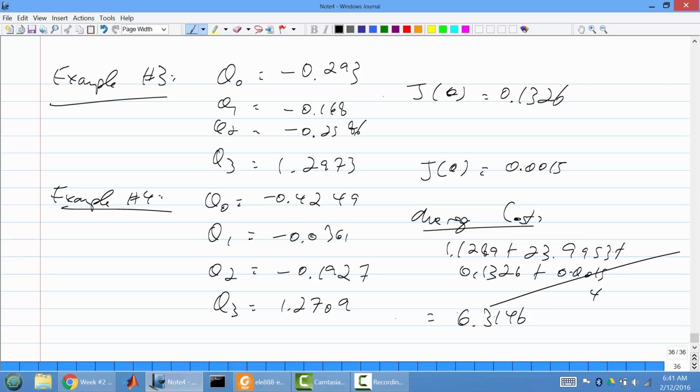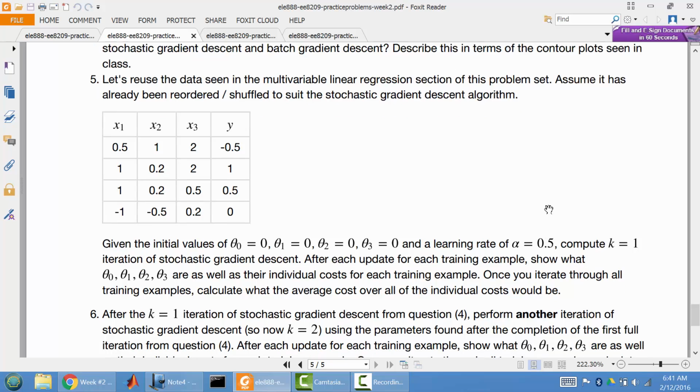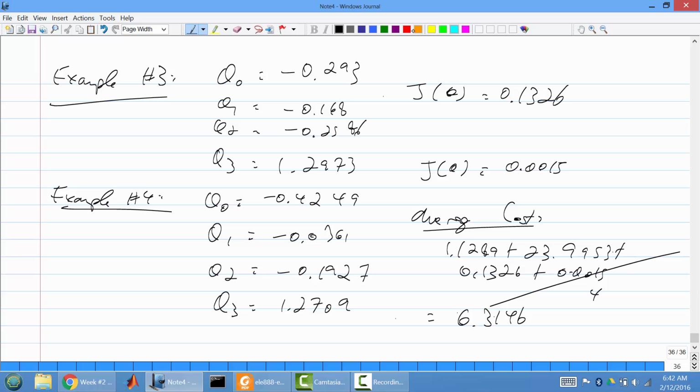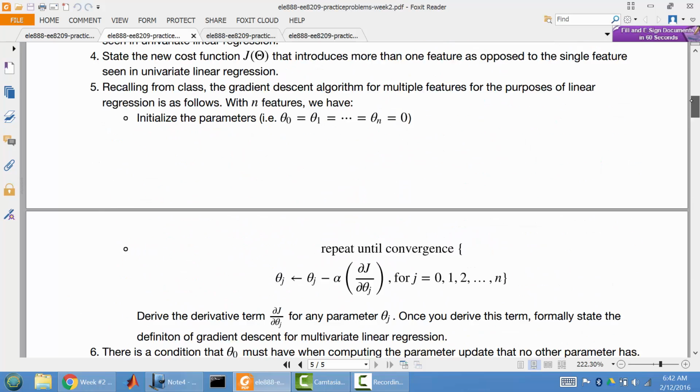Okay, this is taking really long, so I'm going to let you do 6 and 7 yourself. For 6, what they're doing now is taking the parameters you had after the one full iteration, and you're going to run through stochastic gradient descent one more time. And then 7, the average cost, is it going up or down? Why do you think it's happening? You can pretty much answer that yourself. I'm going to let you do 6 and 7 on your own because you have the tools to do that now. Okay?